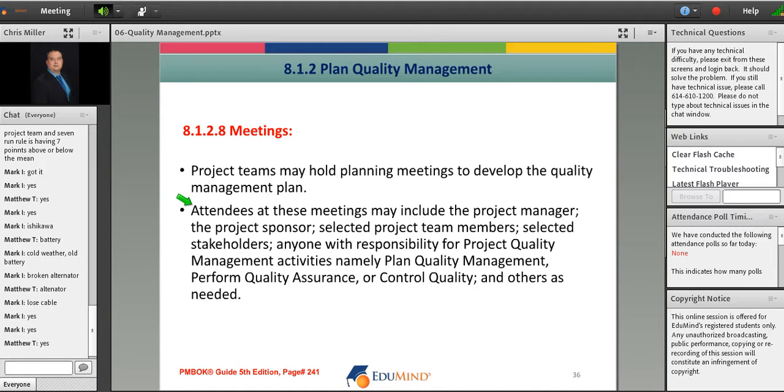Attendees at these meetings may include the PM, the sponsor, selected project team members, selected stakeholders, basically anyone with any responsibility for project quality management activities, namely plan quality management, perform quality assurance, or control quality, or others as needed.